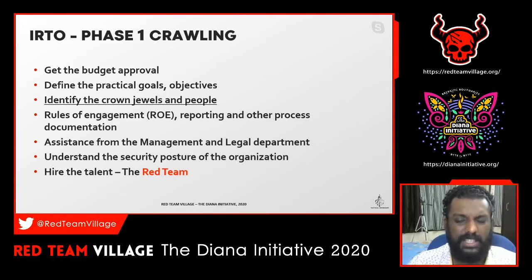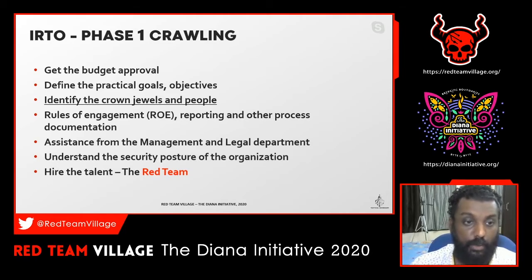The objectives must be crystal clear because each organization has a different set of crown jewels. It may be their sensitive data or their assets, their formulas, their IP. So there is a difference between each company. Secondly, rules of engagement. That is also an important thing, and it may differ based on the organization and their work culture. It also involves getting assistance from the legal department and management. That is very, very critical.